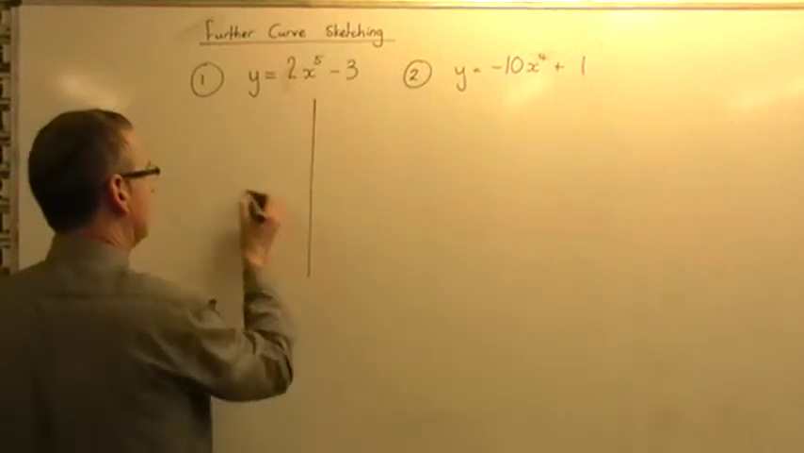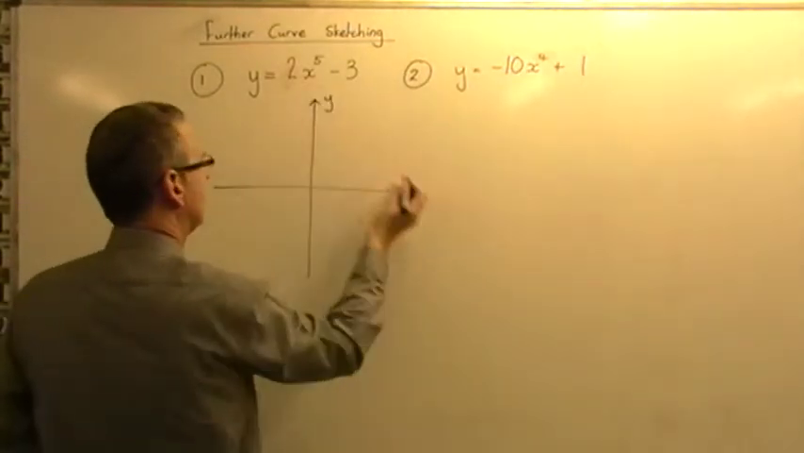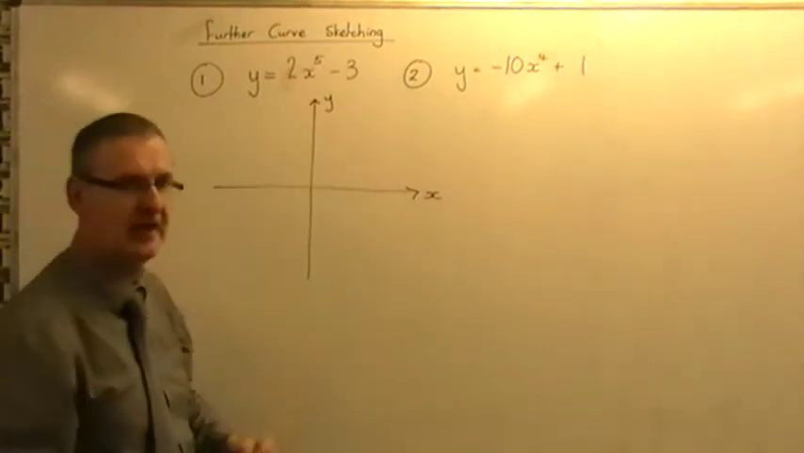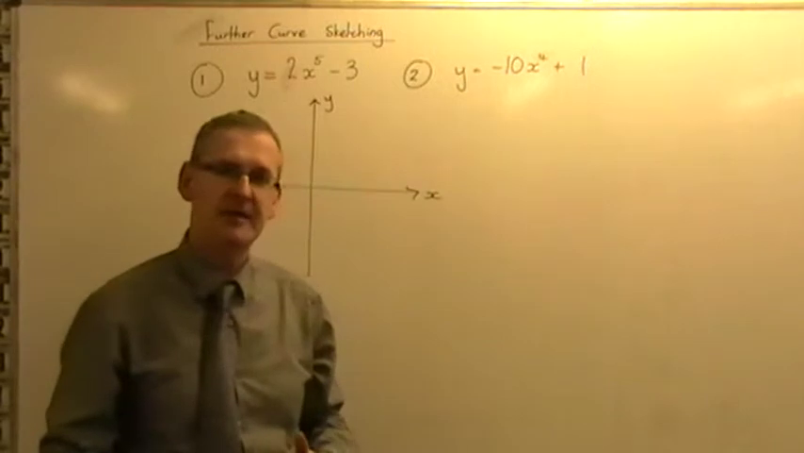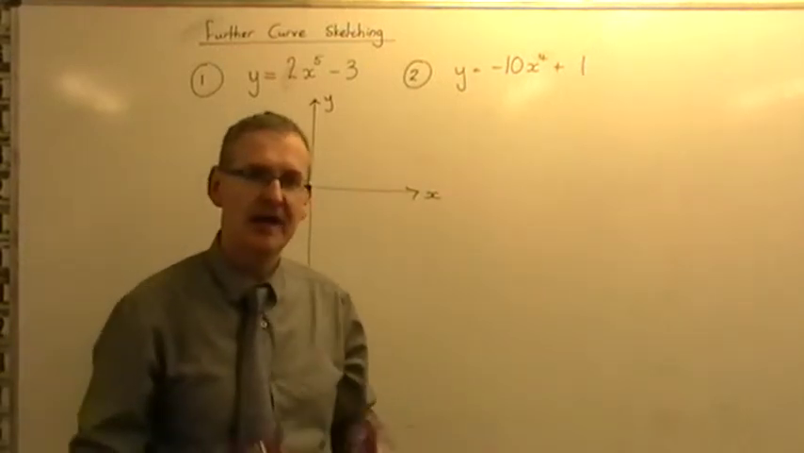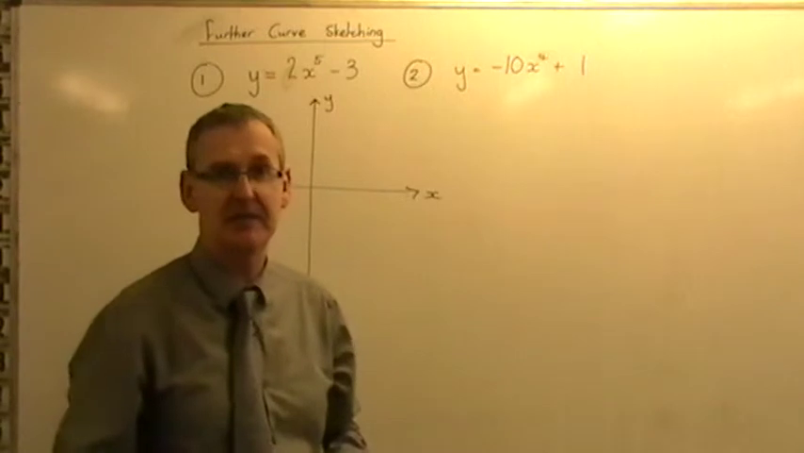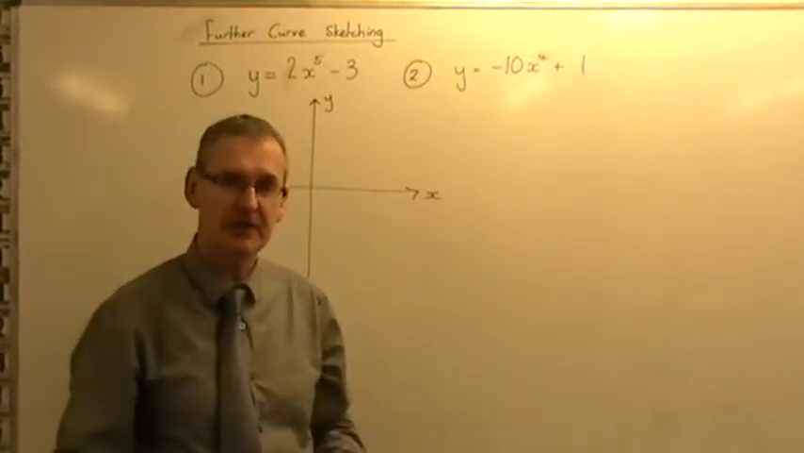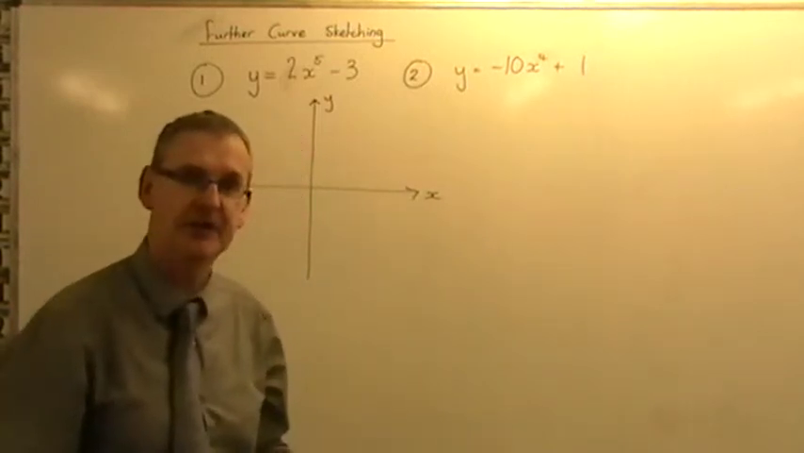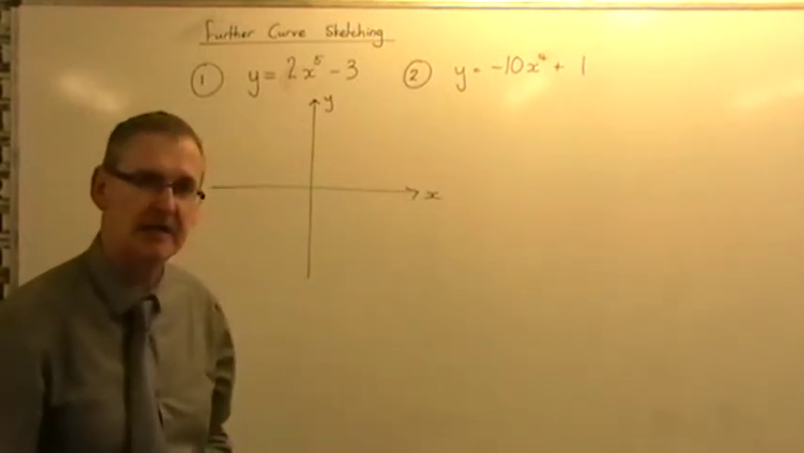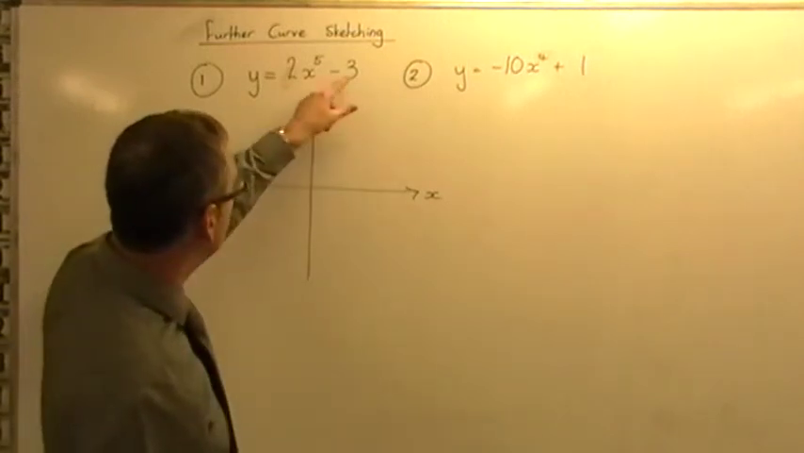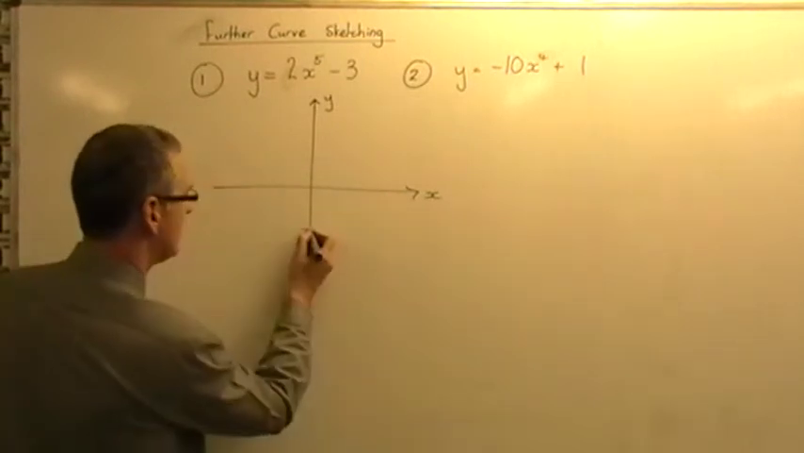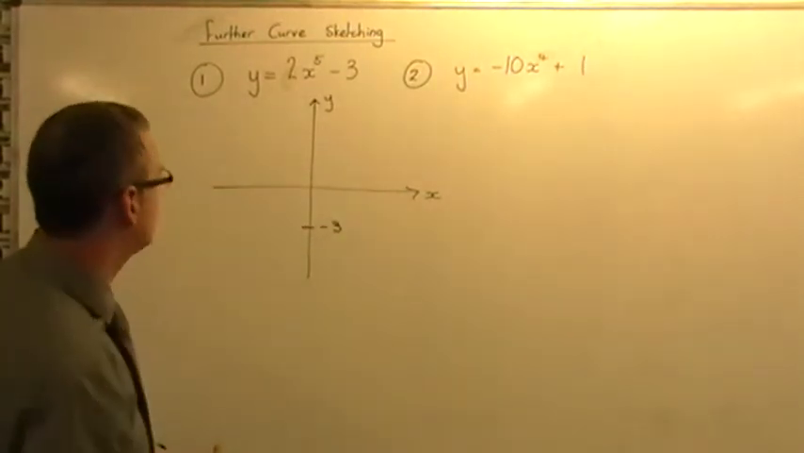So I'm going to set up, remember it's a sketch, so I don't need a table of values, a y and x axis. I'm looking at this and I can see it's an x to the 5 graph. Remember from our basic accurate work that we've done in the past, an x to the 5 graph looks exactly the same sort of shape as an x to the 3 graph because it's got an odd power.